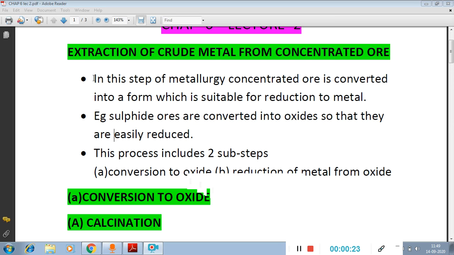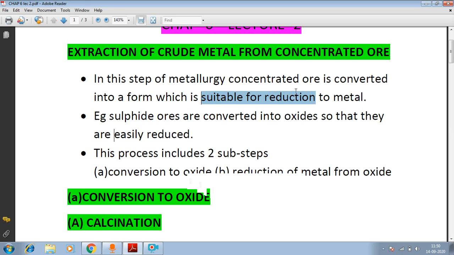Now in this step, the product of the first step, that was concentration, meaning the concentrated ore, is converted into a form which is suitable for reduction of metal. For example, if a concentrated sulfide ore is there, it is converted into oxide so that it is easily reduced.